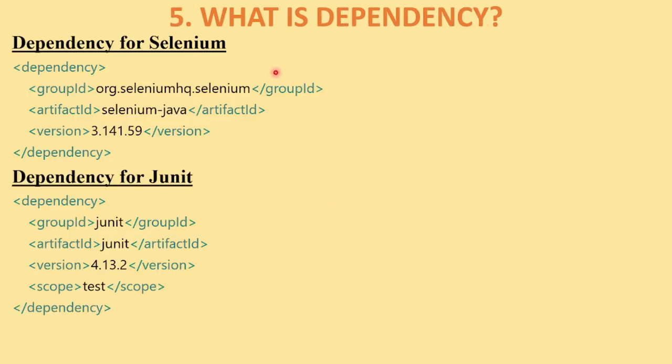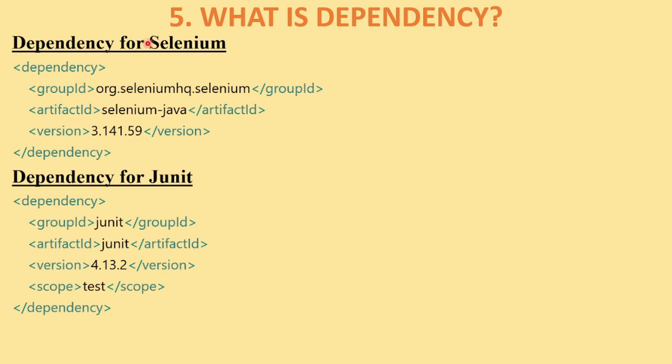Now this is the way we have to put the dependency. Where these dependencies are and from where we got them, I have already shown in the implementation video of Maven. So you can check that video. You'll get to know how to find a dependency for Selenium and JUnit and put it inside your Maven project. So you can check out that video which I have put up on the implementation of a Maven project.